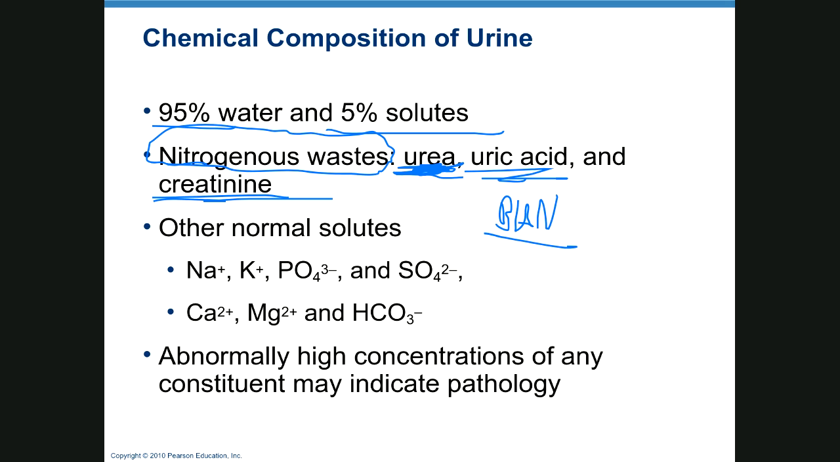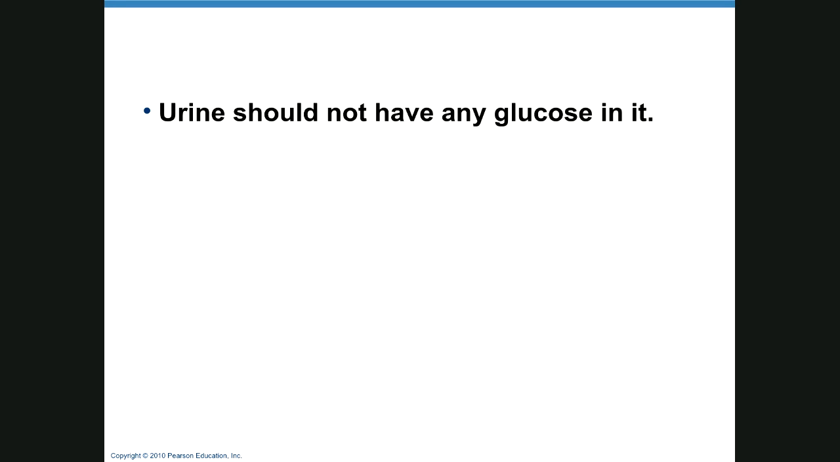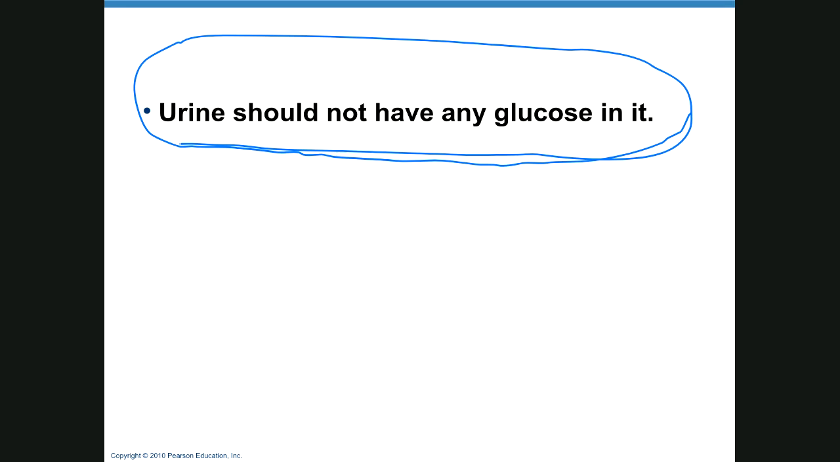Other solutes: sodium, potassium, phosphate, sulfate, calcium, magnesium, bicarb. Abnormally high concentrations of any of these could indicate some sort of pathology. Urine should have 0 glucose in it, 0, zilch, none. If it does, you need to test the blood sugar and see what's going on, because it's not normal.